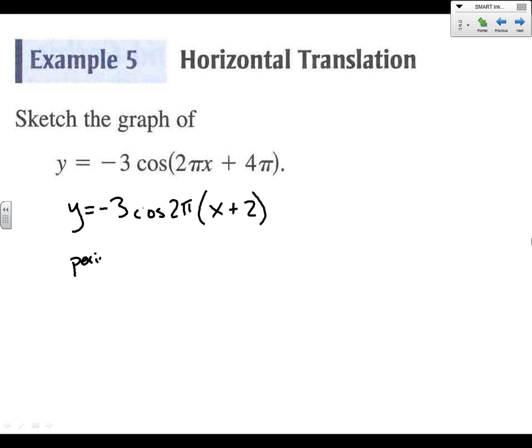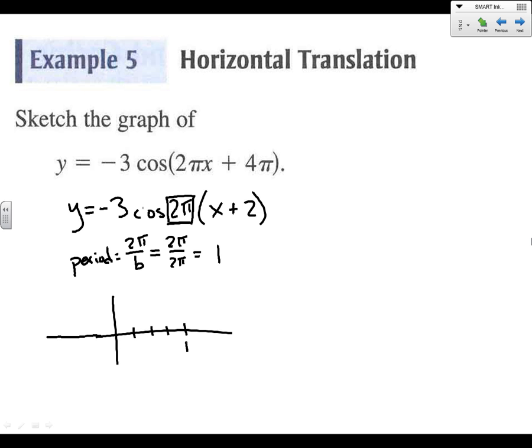Period is 2 pi divided by b. In this case, the b is also 2 pi. So our period is just 1. All right, so that means that if we do 4 tick marks, the 4th tick mark is going to end at 1. All right, so normally we would be able to draw our graph right away, but in this case, we're shifted to the left by 2.